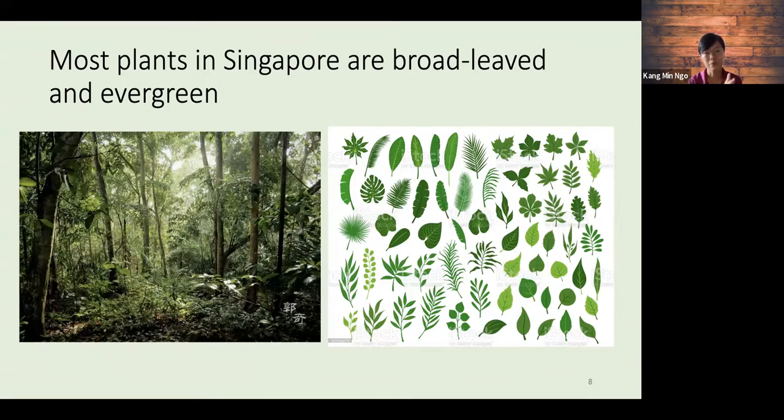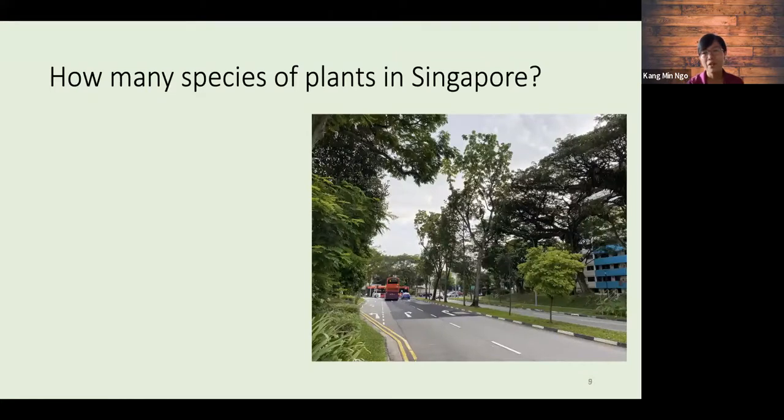So in Singapore, we have mostly broad-leaved plants, as you can see from a picture of this forest on the left. Almost all the plants here are broad-leaved. So how many species of plants do we have in Singapore? This, I took it from a street near my house. There's quite a few species you can see from this picture, but in total in Singapore, we have more than 4,000 plant species. Okay, that's really a lot.